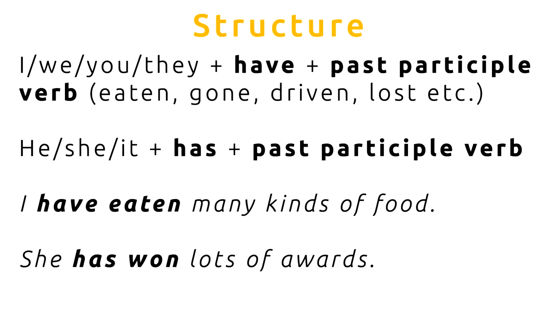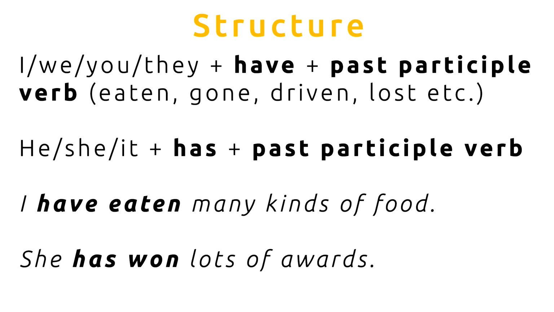So we use I, we, you, or they, plus have, plus a past participle verb. For example, eaten, gone, driven, lost, etc. When we use he, she, or it, we use has plus a past participle verb. So he, she, and it, remember, can include a person's name. For example, Jane or Anthony.